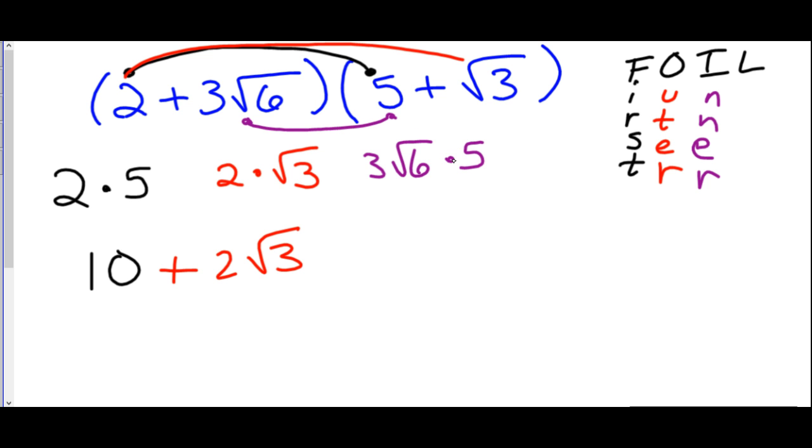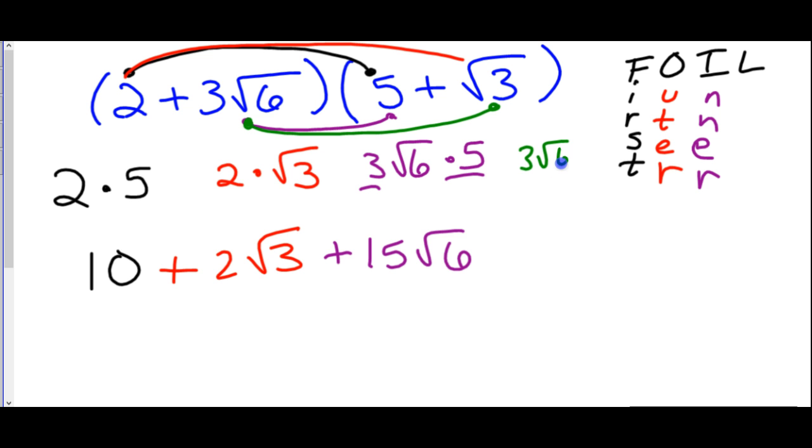When we're multiplying, you kind of have to multiply like terms only. The 3 and the 5 can combine because they don't have radicals. So that becomes 15 square root 6. And then last times last, 3 square root 6 times 3, or square root 3. Now we can multiply the 6 and the 3 together this time because they do have radicals.